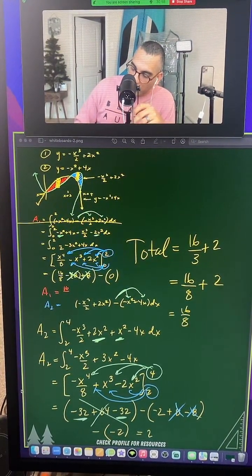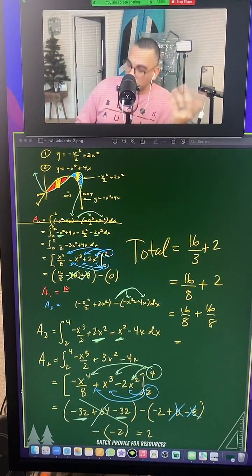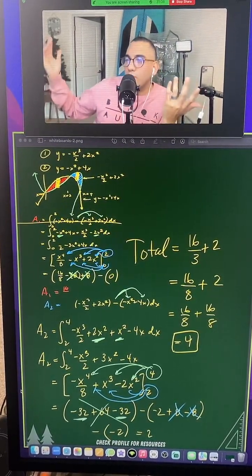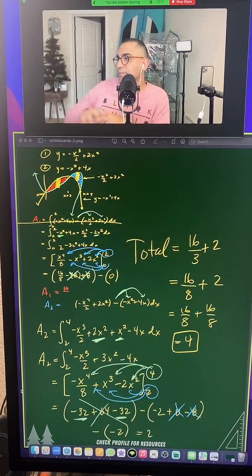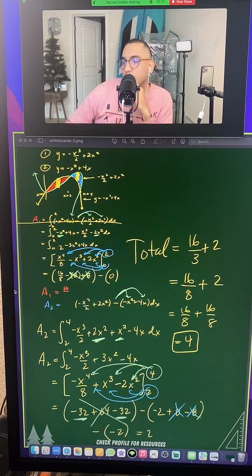So 16 over 8 plus 16 over 8, which is pretty sick. Wait, was this? Oh, so it was both 2. Okay, so then the answer is just 4. Can't believe I didn't think of those fractions. 16 over 8 is going to be 4. All right. This is pretty sick.